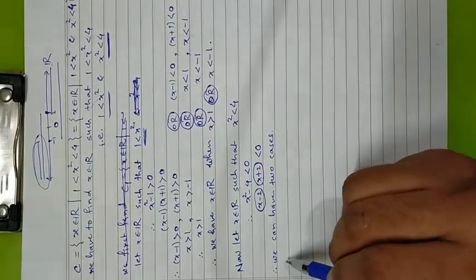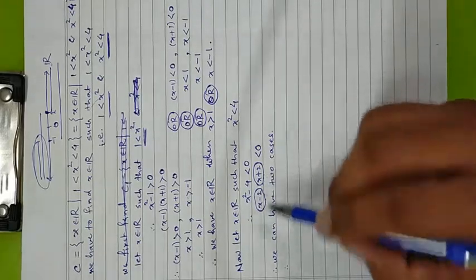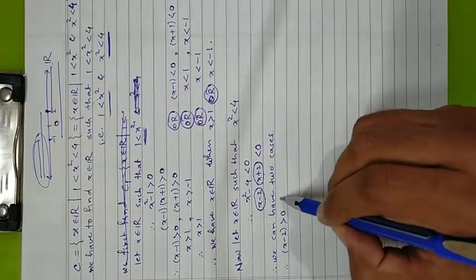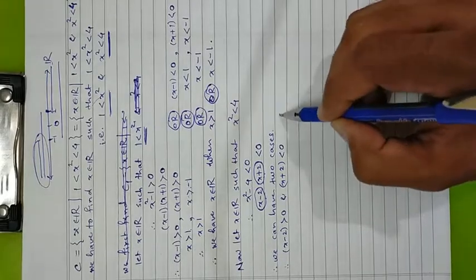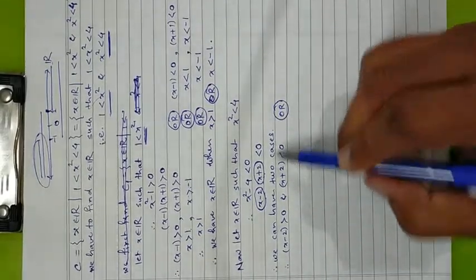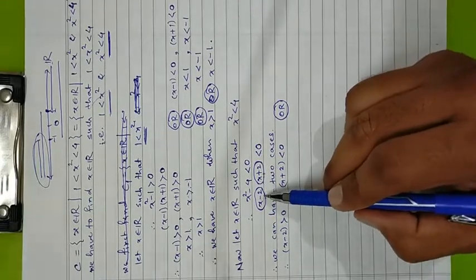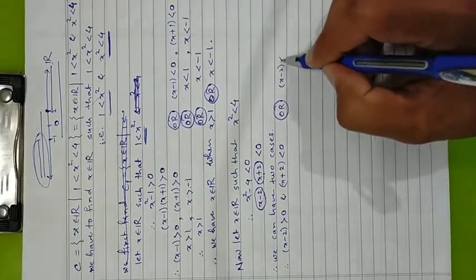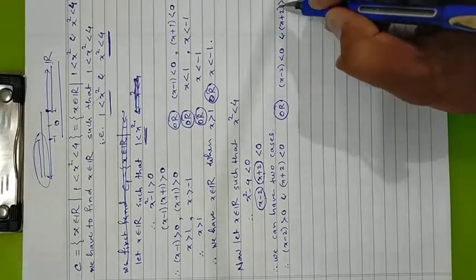So the first case can be, suppose this thing is positive and this thing is negative. X minus 2 is positive and x plus 2 is negative. Or what can be the second choice? What can be the second case? In the first case this is positive, this is negative. In the second case it may happen that this is negative and this thing is positive. X minus 2 is negative and x plus 2 is positive. Right?